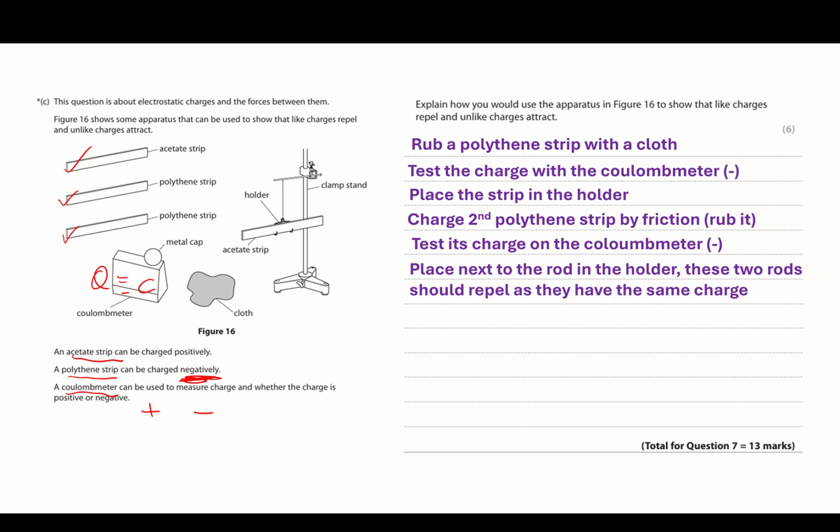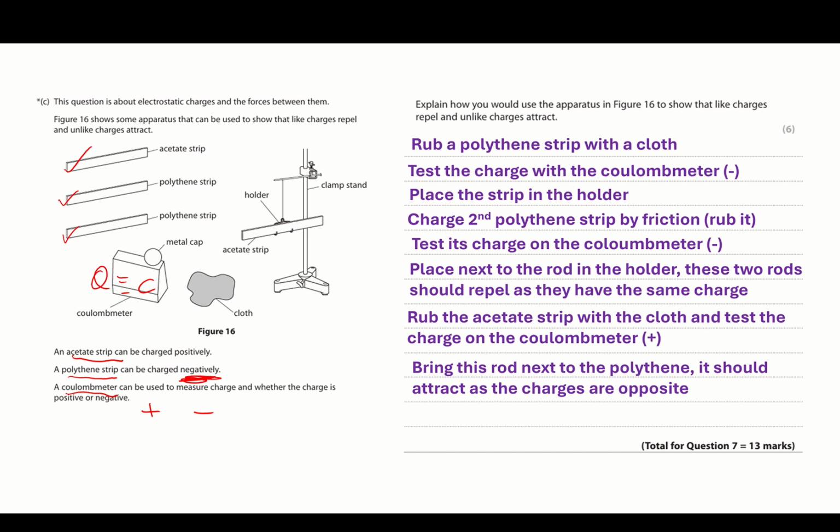So we'll leave the polythene in and get the acetate strip. Now let's rub an acetate strip, test the charge on the coulomb meter, should be positive. Bring this rod next to the polythene and it should attract as the charges are opposite.